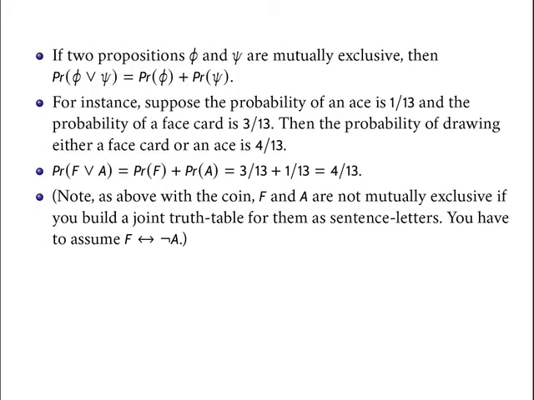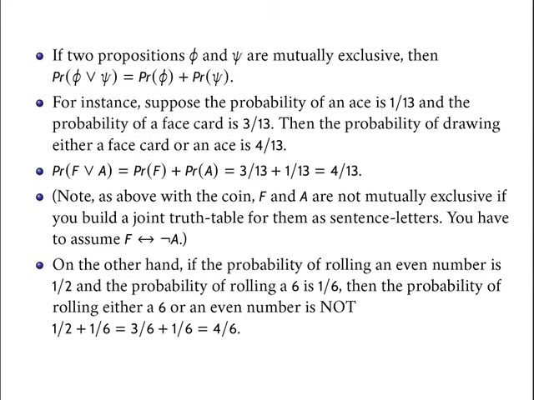Okay, but as I've just stressed, you can only add up the individual probabilities in this simple way to calculate a disjunction when the two propositions are mutually exclusive, when the two disjuncts are mutually exclusive. To see how that is important, consider the following.